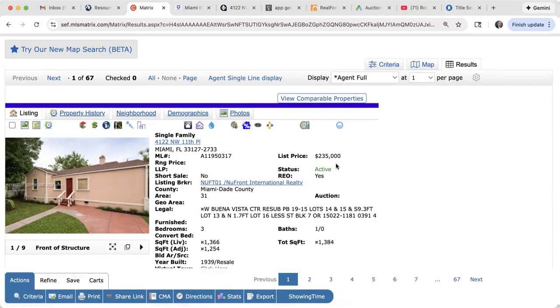When we write a contract as a realtor representing a buyer, we always include in the purchase contract that the seller must take care of any and all open liens or violations against the property before closing. But when we're buying from a bank, usually banks say, look, this property is being sold as is. The buyer will take care of all of the liens and violations.